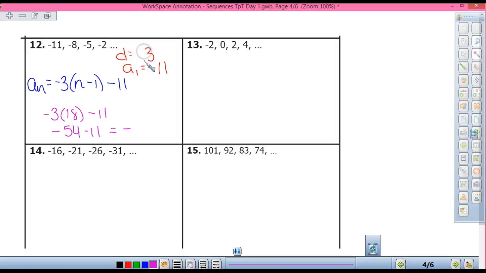So I'm sorry, we screwed that up. This shouldn't be a negative 3. This has got to be a positive 3. I knew something was funny. So we've got a positive 54 minus 11. What do we get? 43.